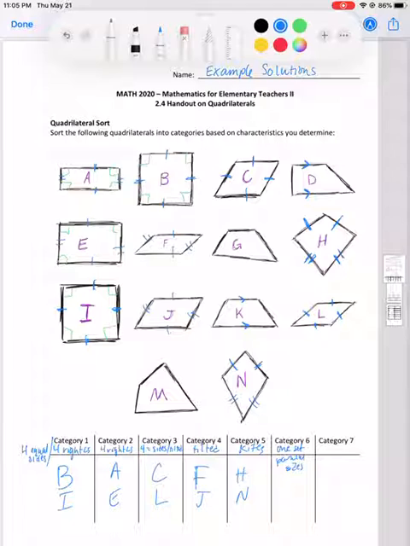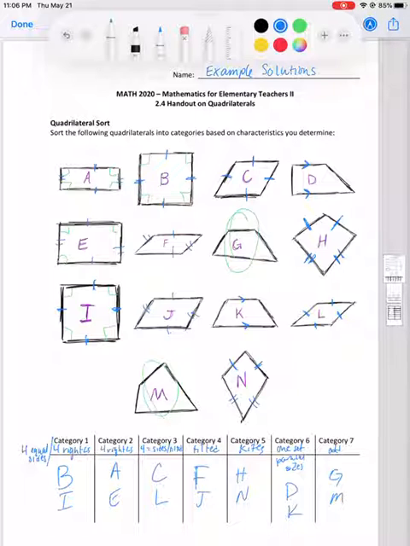Okay, so that's that category. That's D and K. Now category 7 is what's left. And so what do we have left? We have G and M. Now they don't look like they have same length sides or parallel sides or right angles. So these are going to be kind of the odd ones out. We're going to call them odds. G and M. Okay, so we got our categories set, and we can now have similar characteristics.